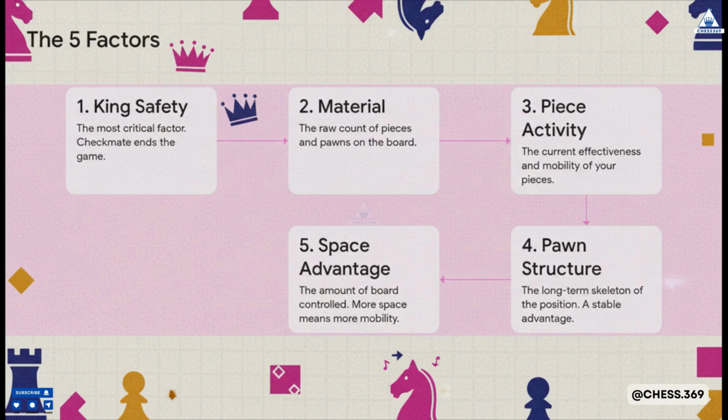This isn't just a random checklist you can jump around on, it's a hierarchy, it's a pyramid. Most players, and I mean most of us when we're starting out, make the huge mistake of starting with number 2, material. We just count the pieces. But you're about to see that's often the least important thing on this list. The first thing you should always look at is king safety. Everything else flows from that.